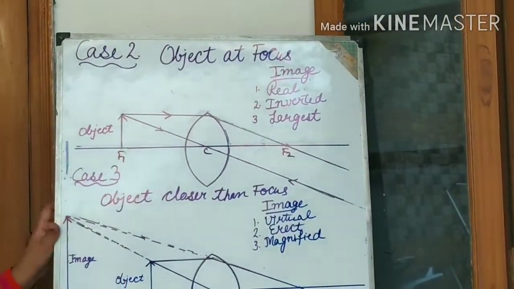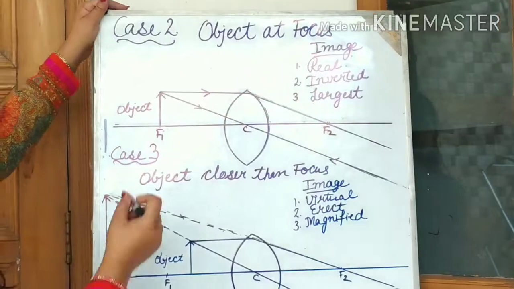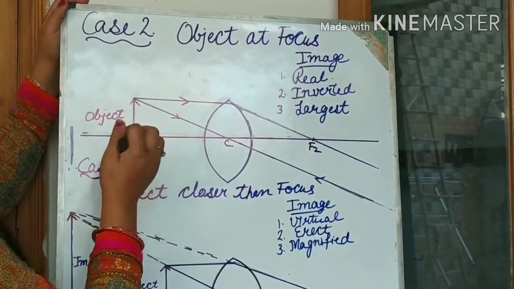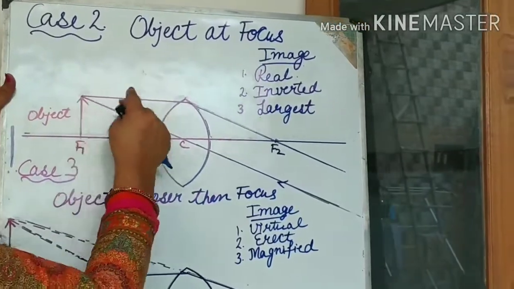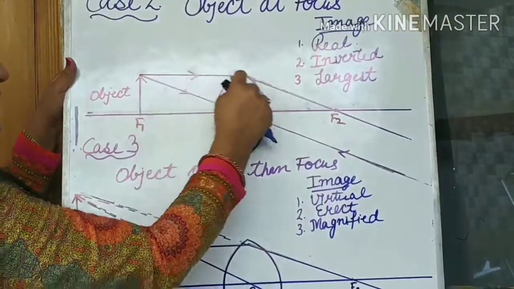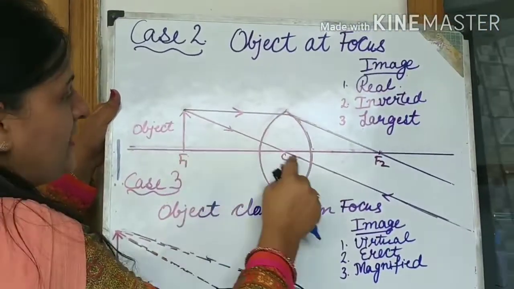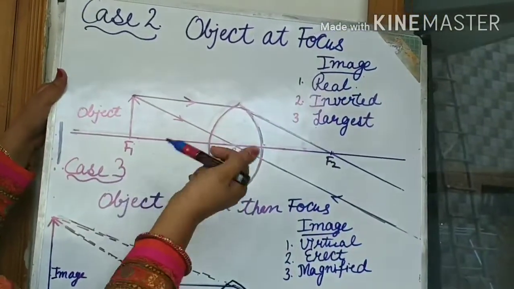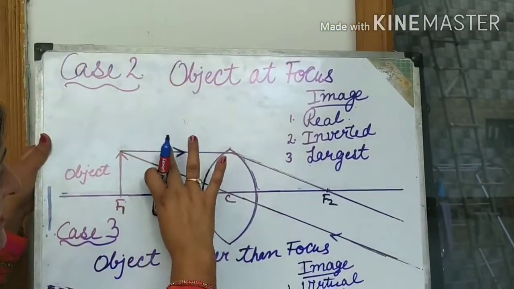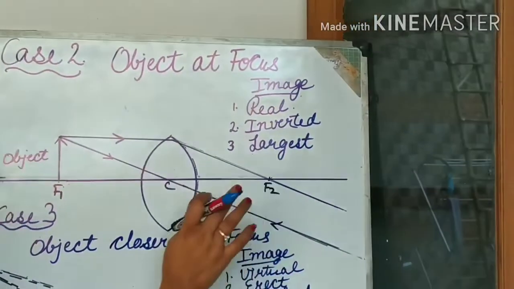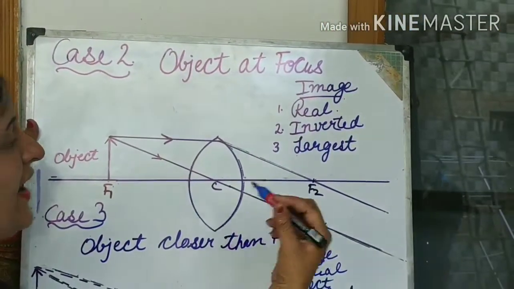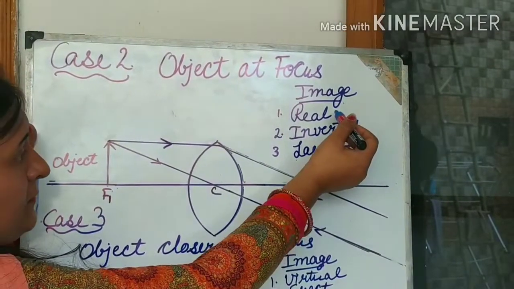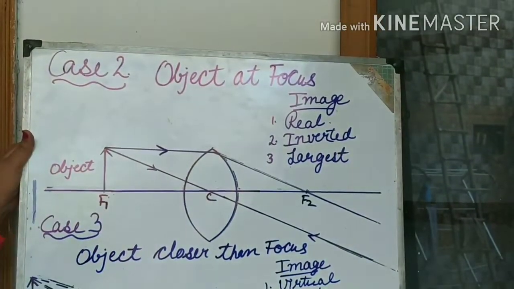Is that clear? Again we will see that when the object is at focus, when we place the object at focus, what image is formed? I am taking two rays: an incident ray, and this ray which passes through the optic center. So what kind of image is formed? The largest image of that object is formed there. Where is it formed? At infinity. It is a real image and an inverted image.